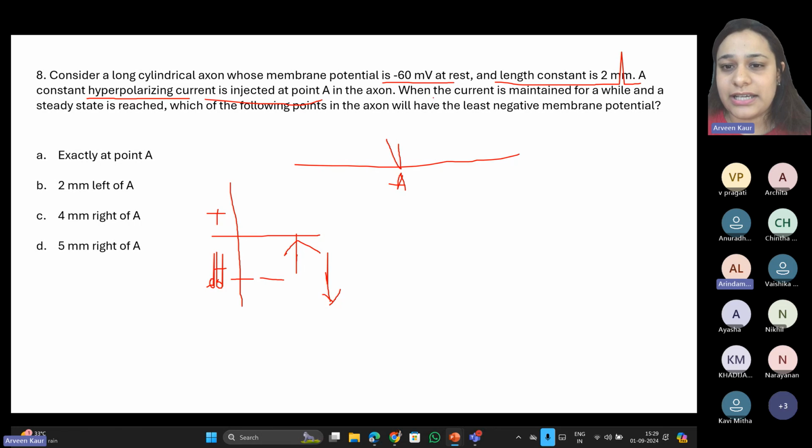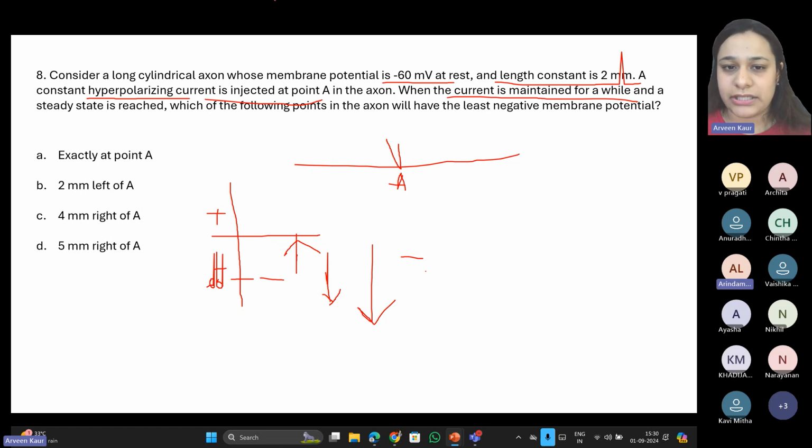What they are saying is that when the current is maintained for a while, constantly given as a hyperpolarizing current, it will go more and more negative, and a steady state is reached such that after a point it will go no further. Maybe it reaches around minus 80 or minus 90, and below that it can't go more negative.